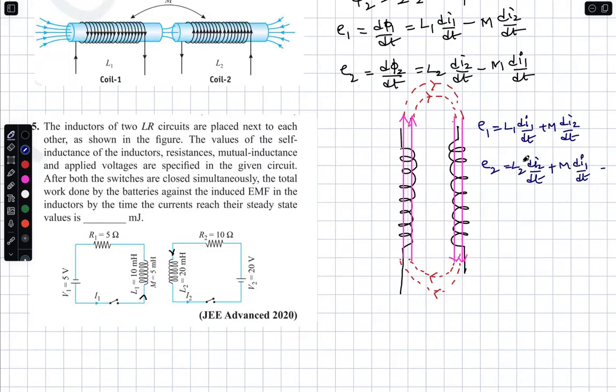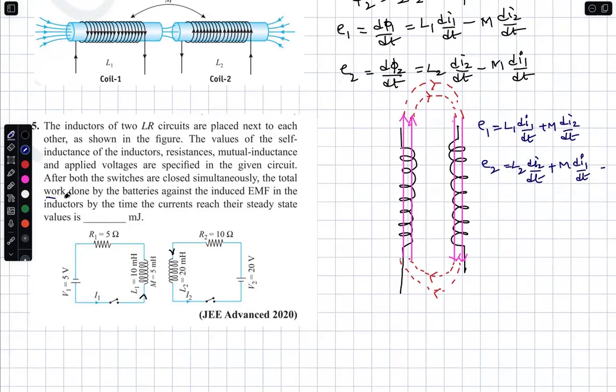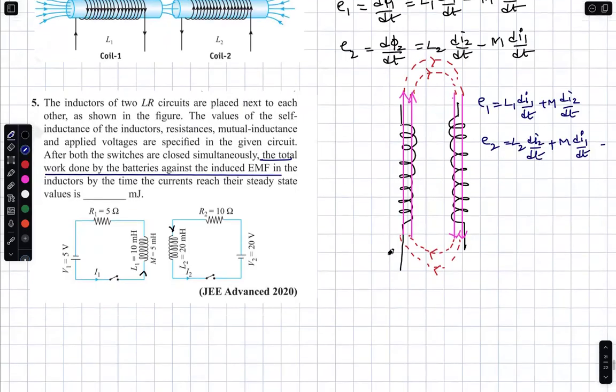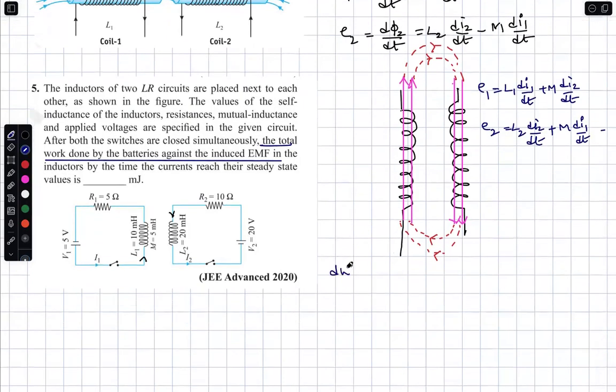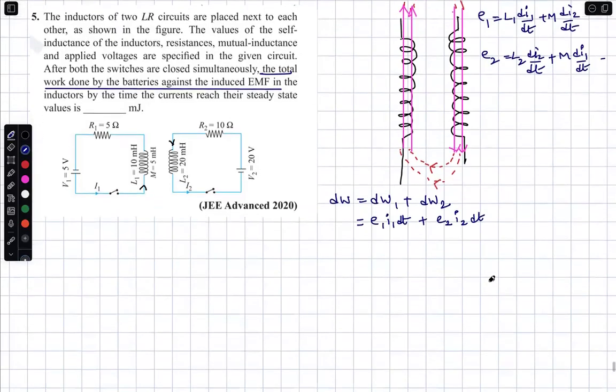Fine. Who asked all this? What is that they are asking? Work done by the batteries against the induced EMF. Fine. What is the work done by the batteries? The work done by the batteries is dW1 plus dW2. Agreed, boys and girls? dW1 means earlier EMF, current, its power, dt, plus EMF, current into dt, power into time.